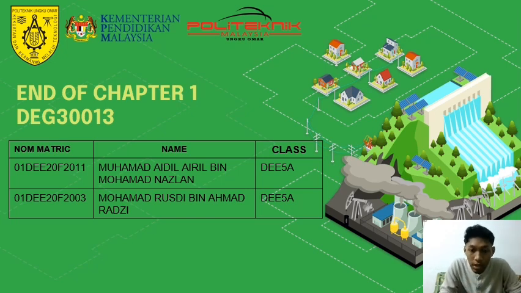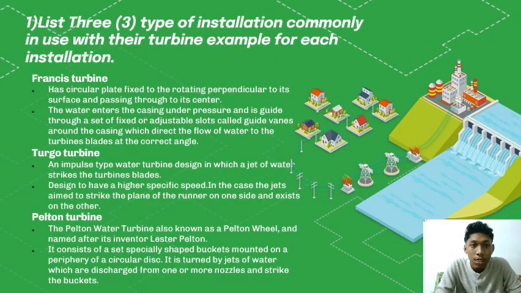Okay, for today I will explain the answers of the end of chapter 1 for Fundamental Renewable Energy. So the first question is: list three types of installation commonly in use with the turbine, with an example for each installation. Firstly is the Francis turbine.